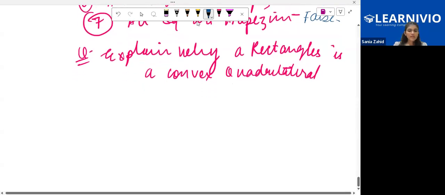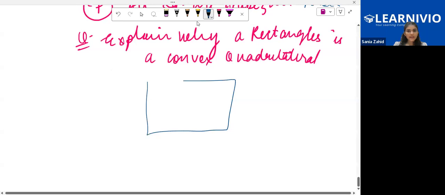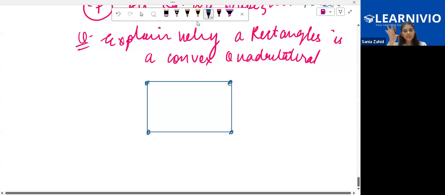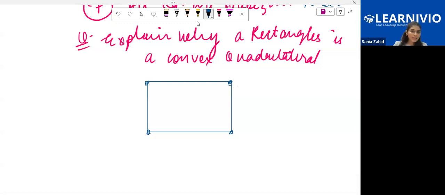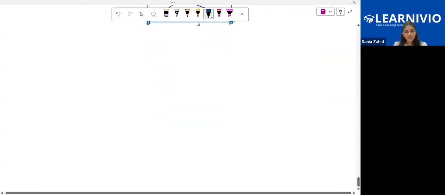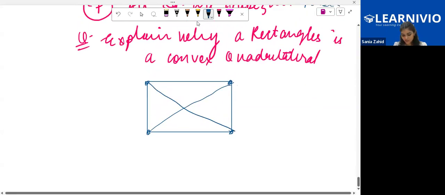See, all your answers are correct. Basically, in a rectangle we have four vertices. Whenever you try to join any two vertices, either you will get the same line, or a line which lies inside the figure, like the diagonals. None of the lines will be found outside the figure. All of the lines are interior. That is why it is a convex quadrilateral.